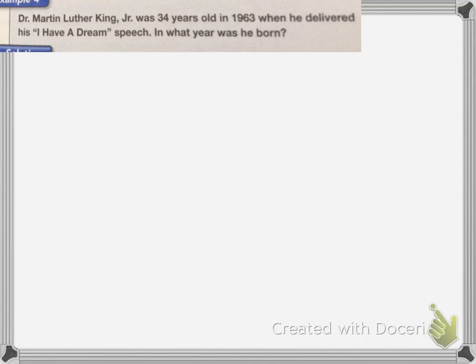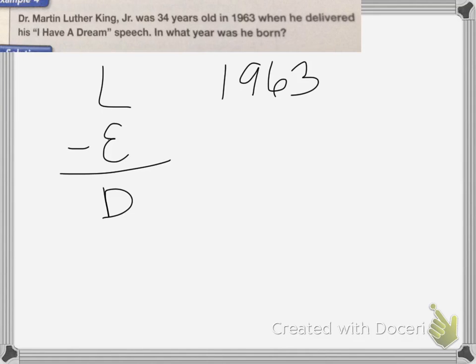Okay, Dr. Martin Luther King Jr. was 34 years old in 1963 when he delivered his I Have a Dream speech. In what year was he born? So on this one, again, I have that later minus earlier equals my difference. So I know that my later year is going to be this 1963 because that's not the year he was born. So it's going to be 1963 minus the earlier year equals 34 years old.